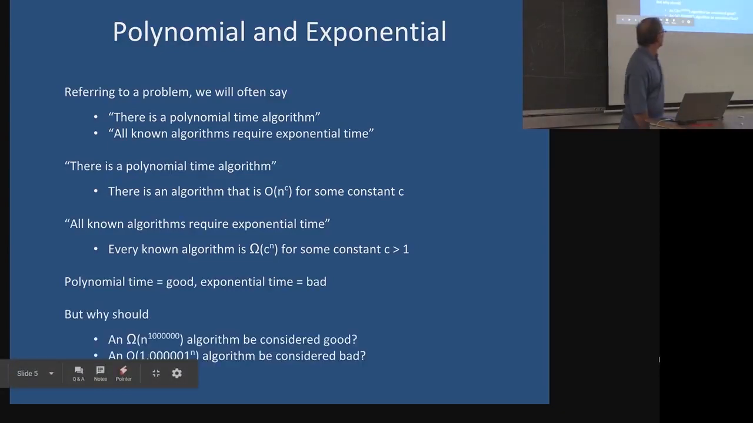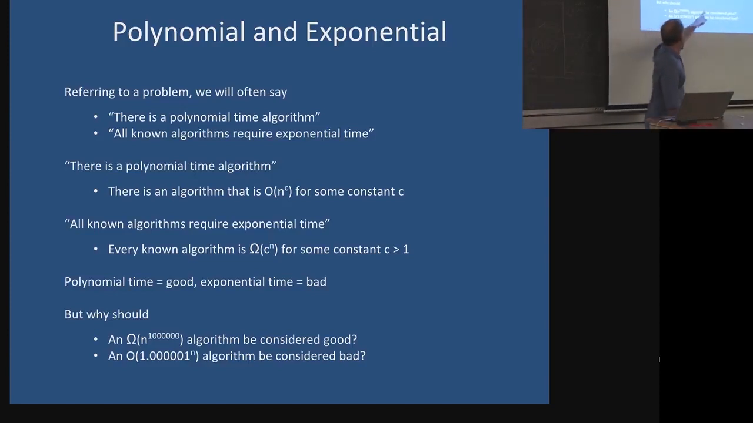But why should this be considered good and that be considered bad? In practice, you would certainly prefer that algorithm over that one. This is massive. This is tiny. Now, it turns out if you make n big enough, yes, this will eventually overtake that in terms of time. It'll take longer for this than that. But I could add many more zeros here and many more zeros there. Where do we get off saying polynomial good, exponential bad?